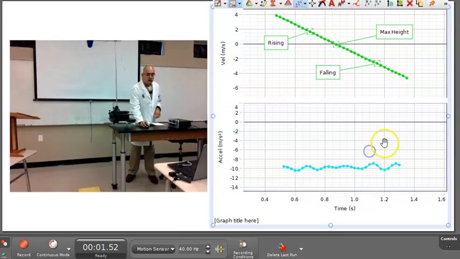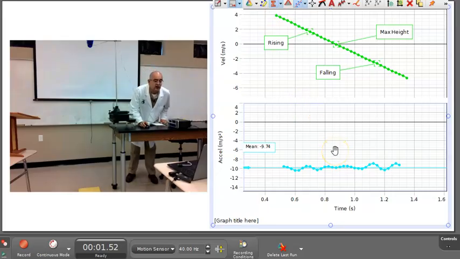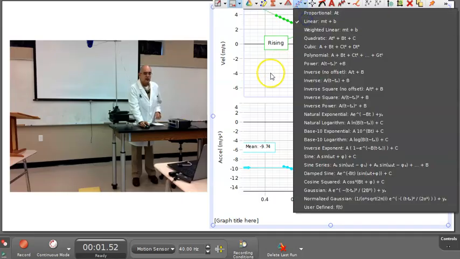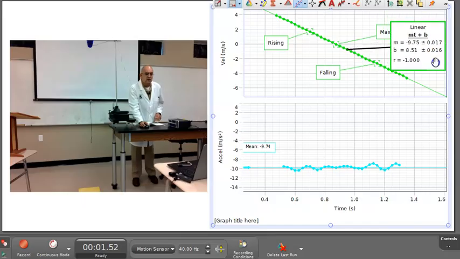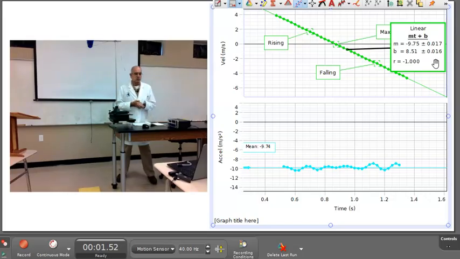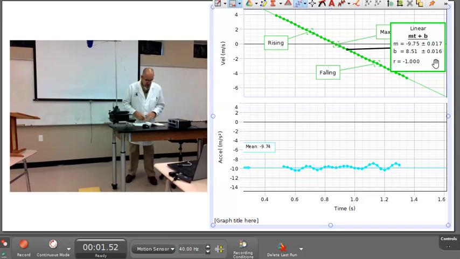Oh, by the way, what are the accelerations? We take the average of the acceleration lines, we get negative 9.74 meters per second squared. We take a line fit on the velocity graph, and we get negative 9.75 meters per second squared. That's a very, very close agreement between the two. Couldn't ask for much better results than that.